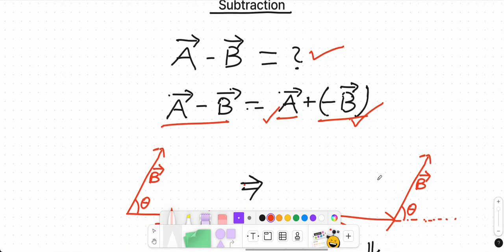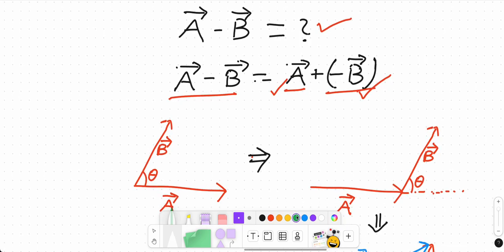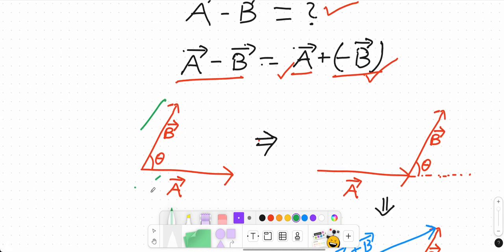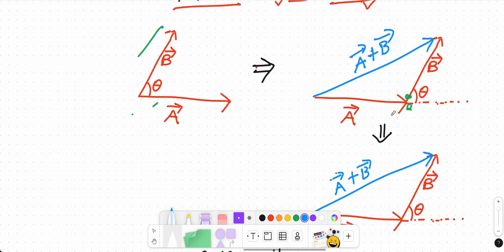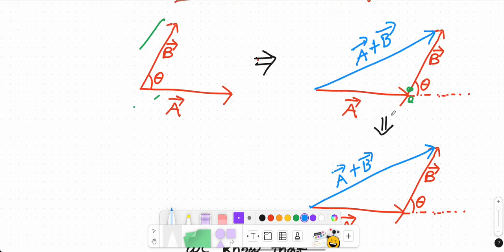Let's see. So I have two vectors a and b. This is b and this is a, acting at an angle theta. To add them, I translate b and connect the tail of b with the head of a, and then this is my resultant a plus b, as we know already. Great.